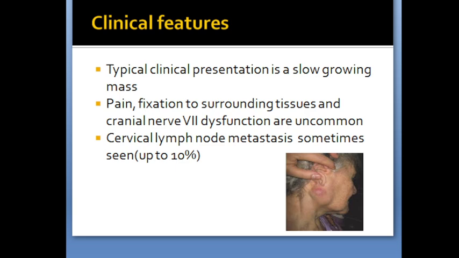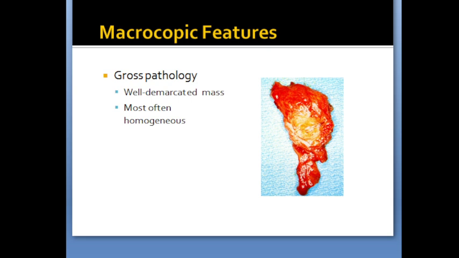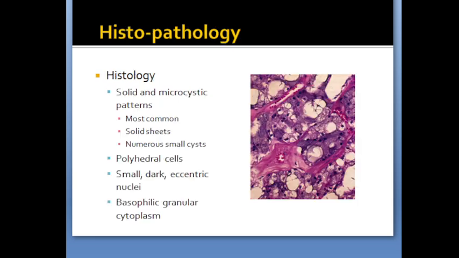Coming to clinical features, the typical clinical presentation is a slow-growing mass. It is painful and fixation to surrounding tissues is seen. Cranial nerve 7 dysfunction is not common. Cervical lymph node metastasis is rarely seen in case of acinic cell carcinoma. Up to 10% of the cases have cervical lymph node metastasis. After excision of the tumor, the mass is well demarcated and is often homogeneous.